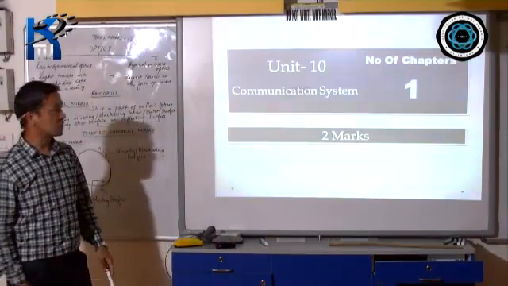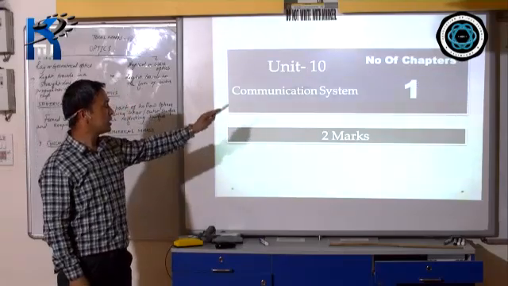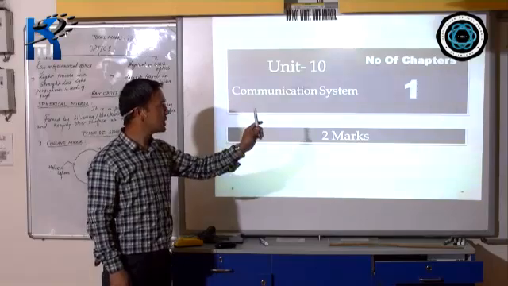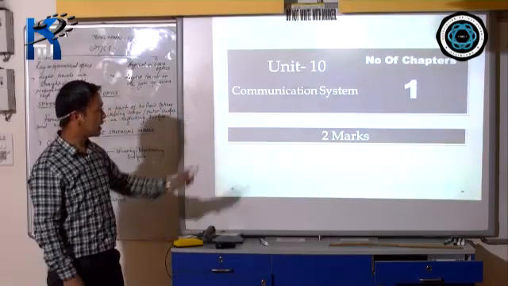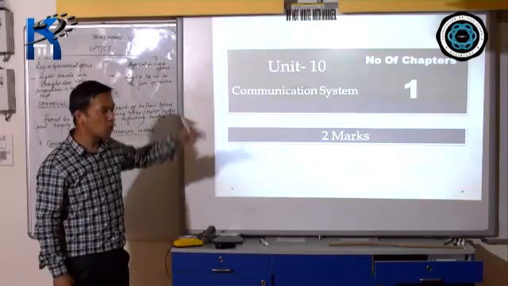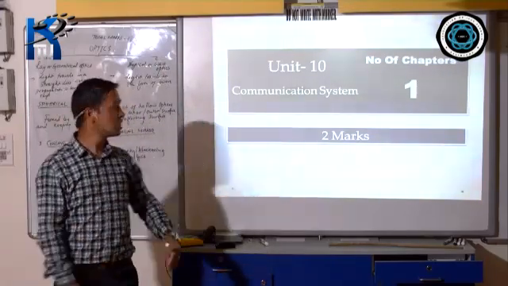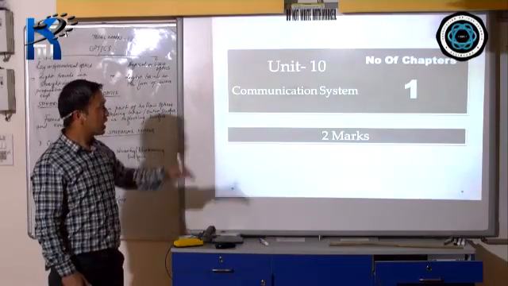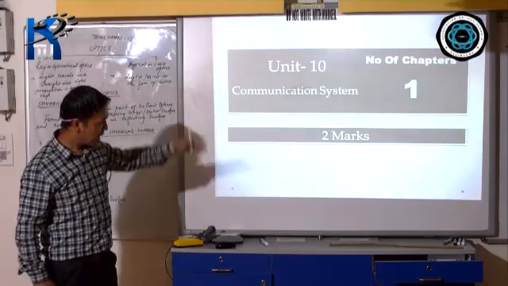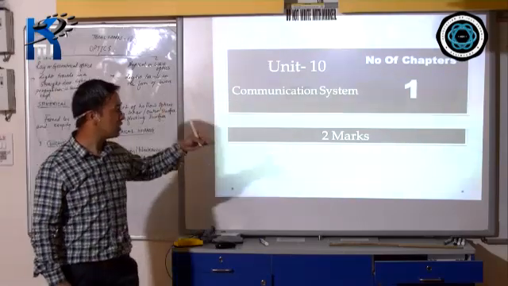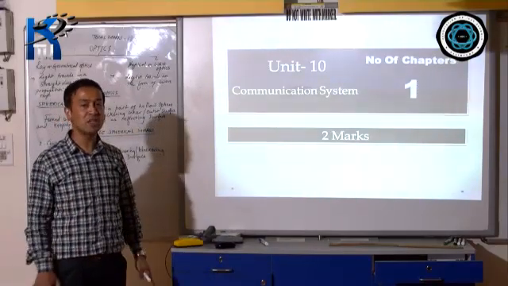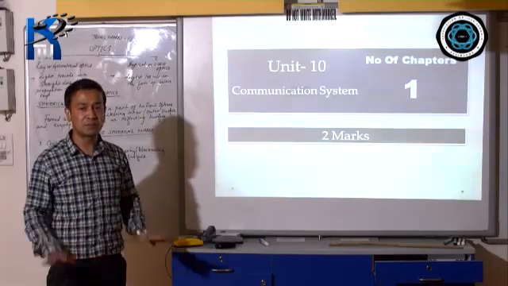Now we have the last unit, unit 10, that is communication systems. This unit has only 1 chapter. And how many marks of questions do you get? 2 marks. That means from the paper 1 theory part, out of 70 marks, you find 10 units, and these units have been divided into a number of chapters. If you add up how many chapters there are in all, there are a total of 35 chapters. So in physics for class 12 ISC, we need to cover an overall 35 chapters.